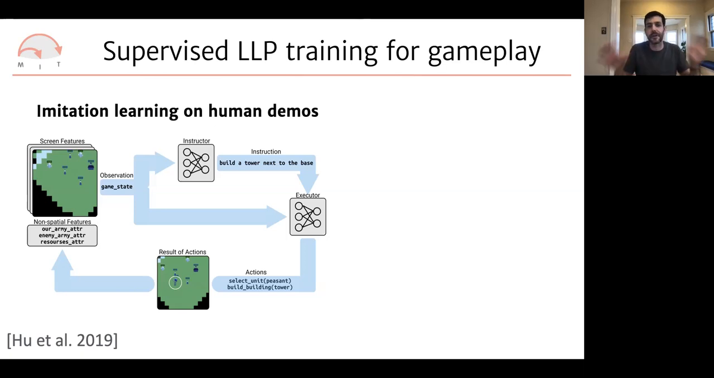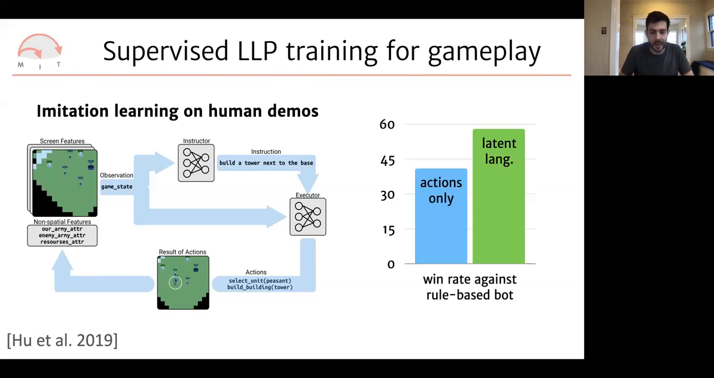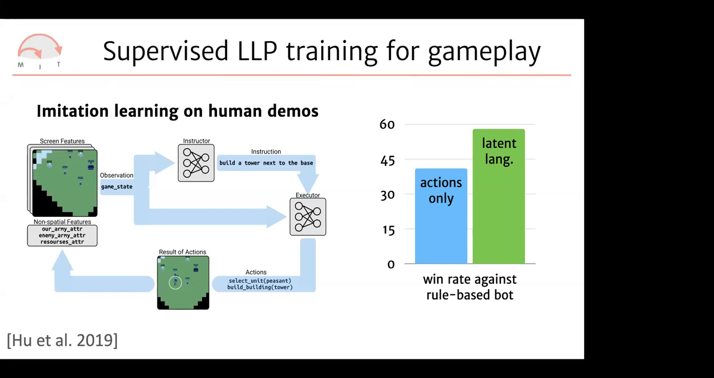And so if you restrict yourself purely to imitation learning approaches, we find in the context of this game that something that's trained in this hierarchical way does much better than something that's trained just to imitate these low-level action sequences alone.